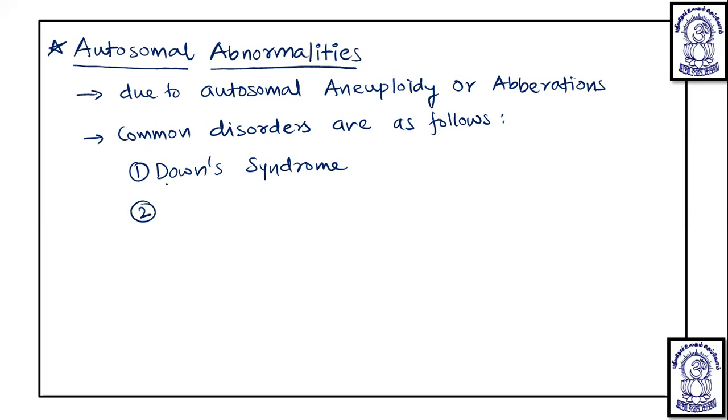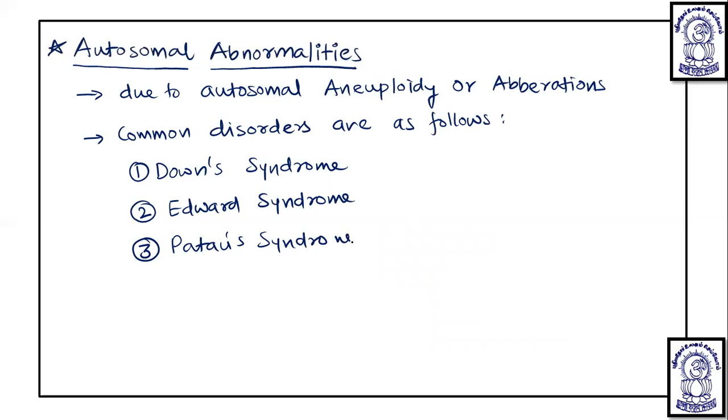Second is Edward syndrome. Third one is Patau's syndrome. Actually, Down syndrome is due to the 21st trisomy.